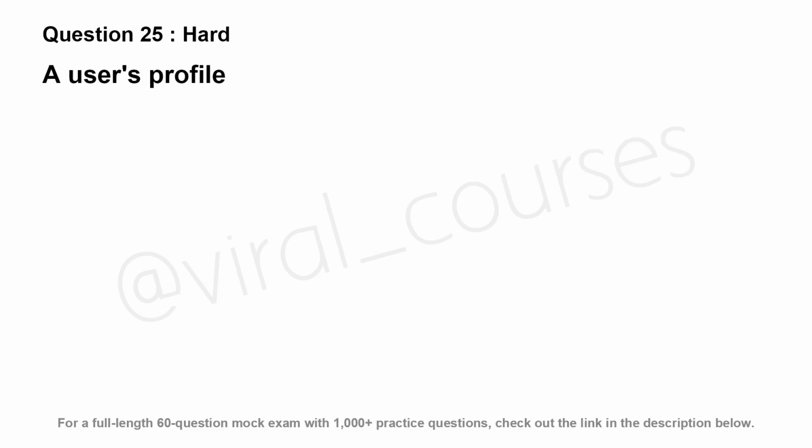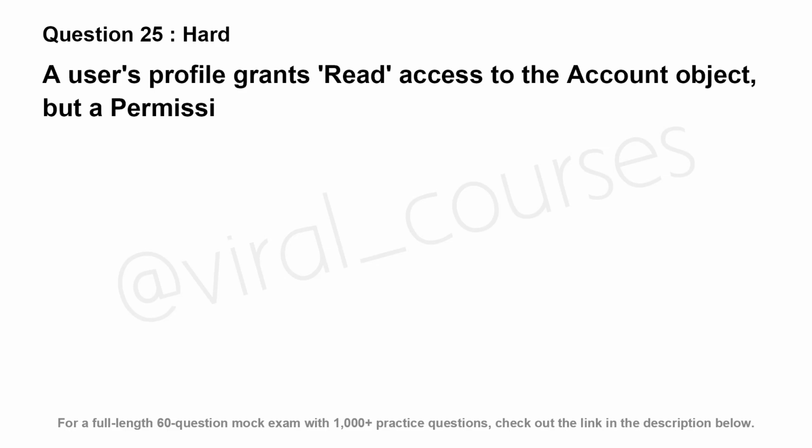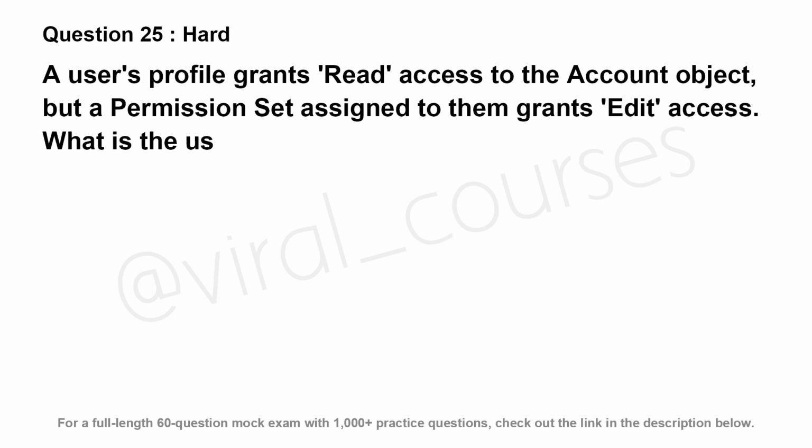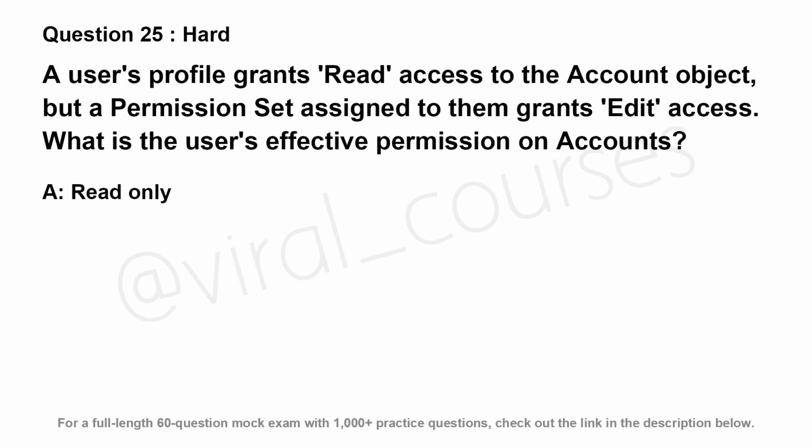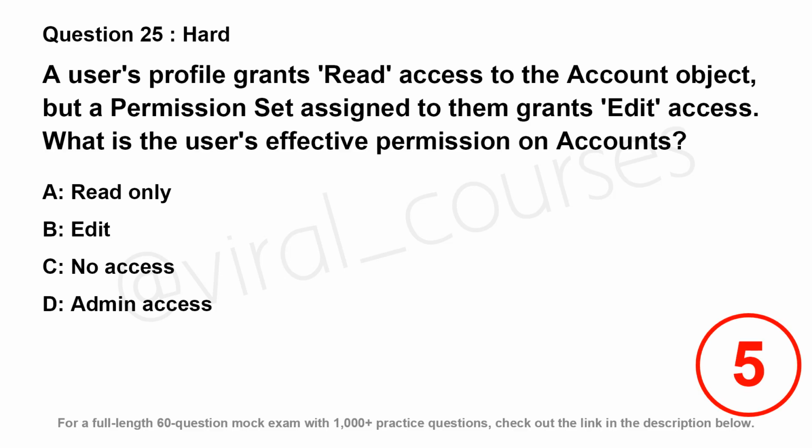A user's profile grants read access to the account object, but a permission set assigned to them grants edit access. What is the user's effective permission on accounts? Option A, read only. Option B, edit. Option C, no access. Option D, admin access.